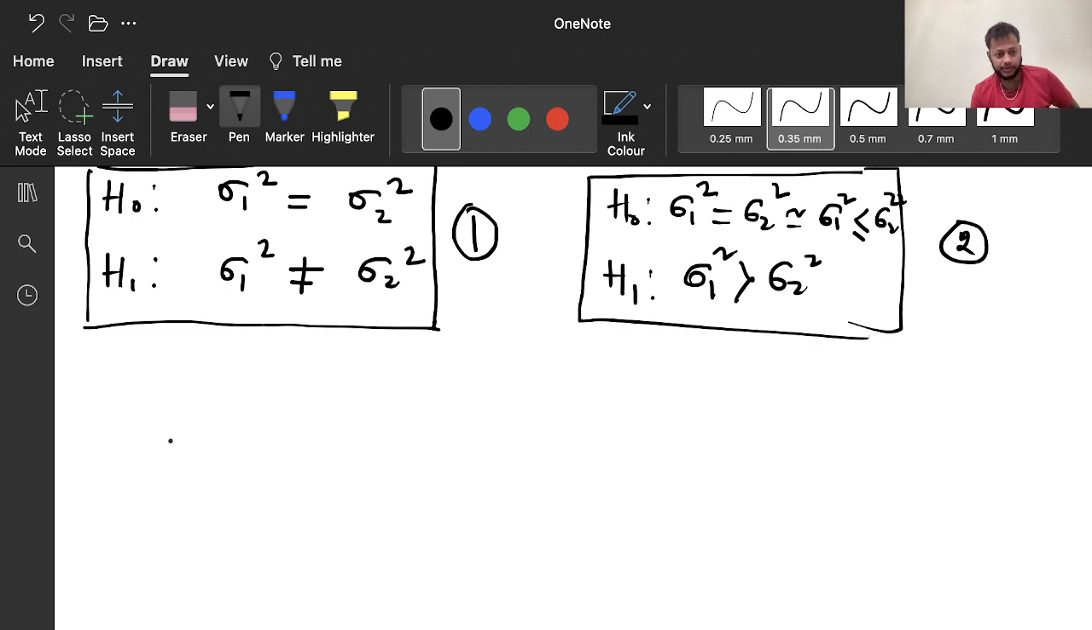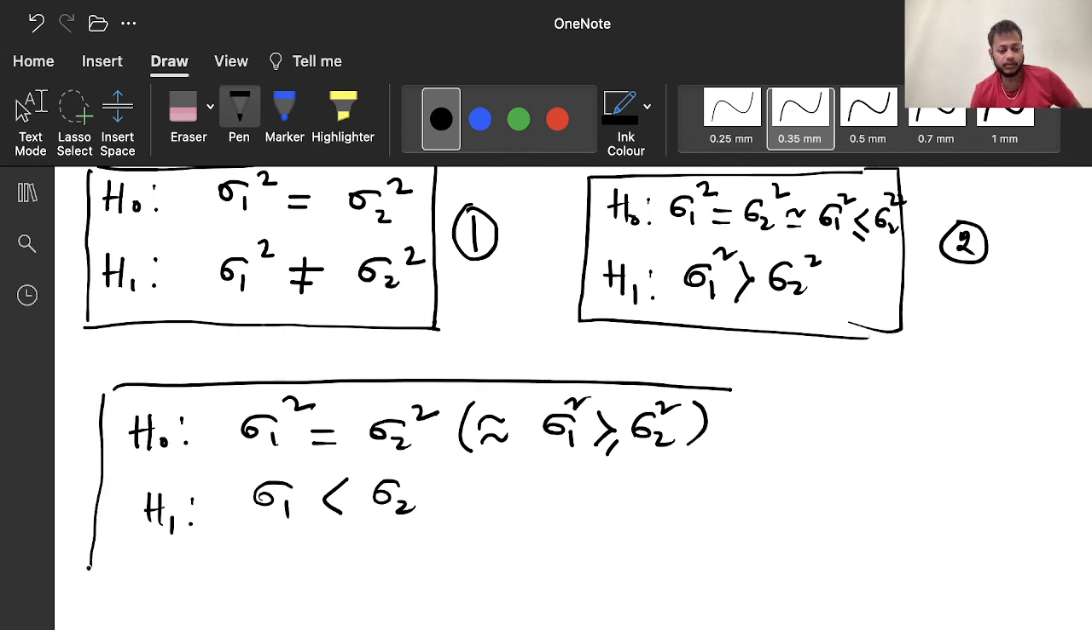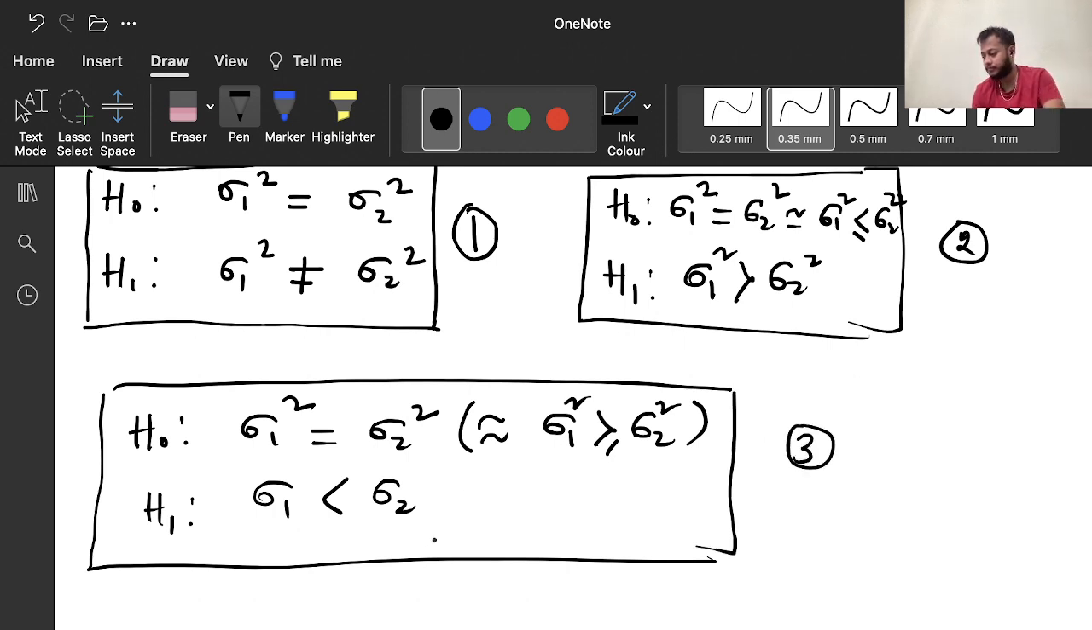And number 3 is the null hypothesis sigma 1 square equal to sigma 2 square, and the alternative hypothesis is sigma 1 square less than sigma 2 square, or equivalently the null is sigma 1 square greater than or equal to sigma 2 square. This is our third set of hypotheses.